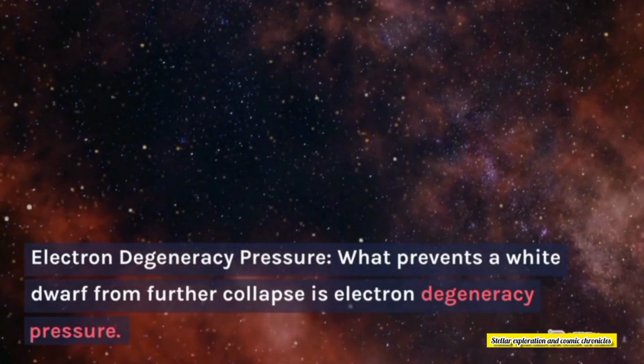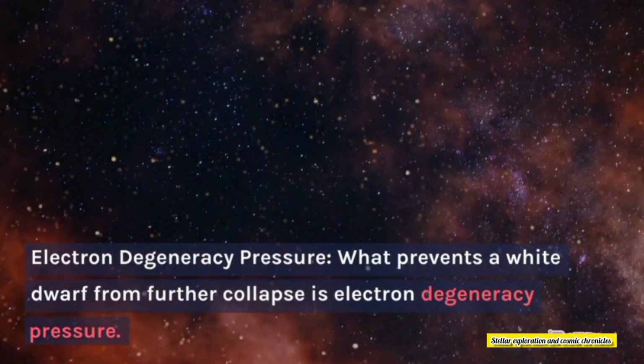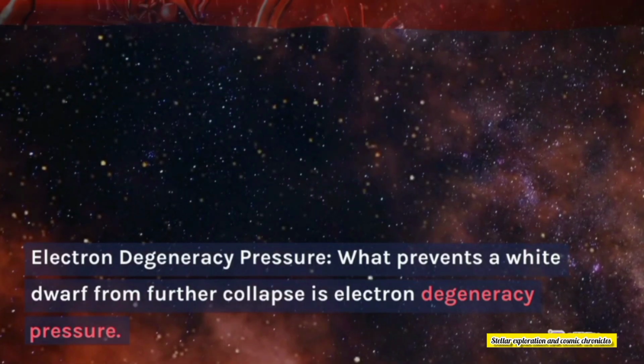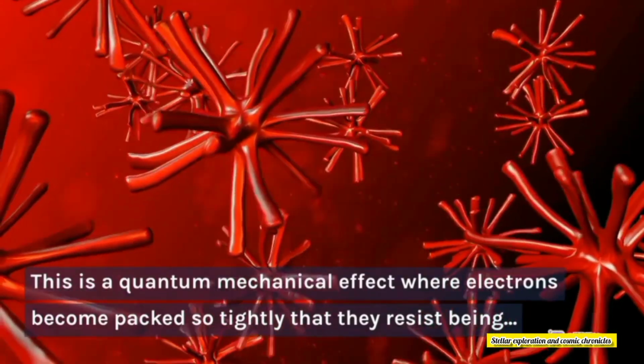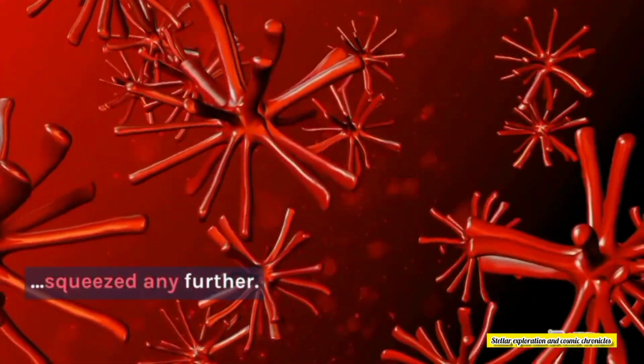Electron degeneracy pressure. What prevents a white dwarf from further collapse is electron degeneracy pressure. This is a quantum mechanical effect where electrons become packed so tightly that they resist being squeezed any further.